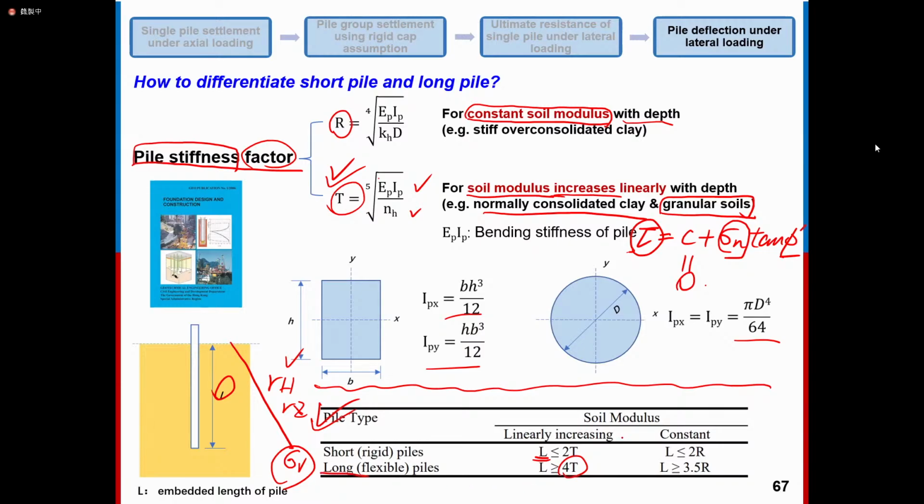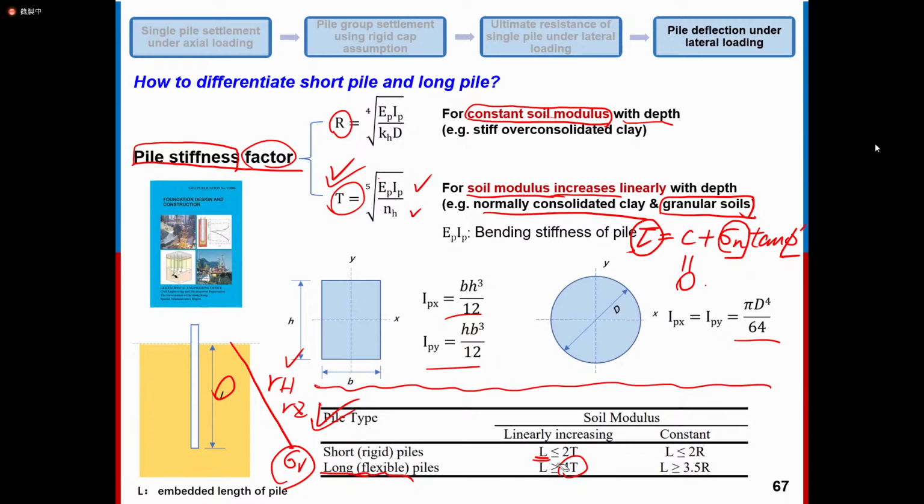as a long pile. Similarly, when we use R, for the constant soil modulus with depth condition, this one will be different. When L is larger than 3.5 times R, the pile can be regarded as a long pile. We can also say it can be regarded as a flexible pile.